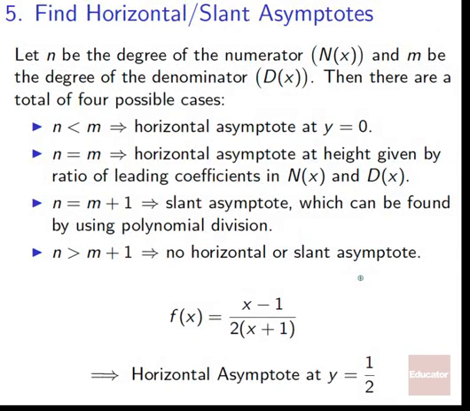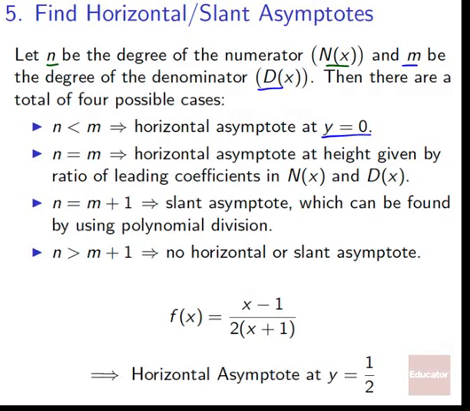Next step, find the horizontal or slant asymptotes, or figure out if it has absolutely none of those. Let n be the degree of the numerator, and m the degree of our denominator. Then there are a total of 4 possible cases. Case one: n is less than m. The degree of the numerator is less than the degree of the denominator. Our denominator grows faster than our numerator, which means the whole fraction will be crushed down to nothing, and we have a horizontal asymptote y equals 0.